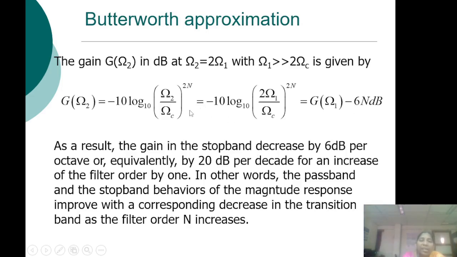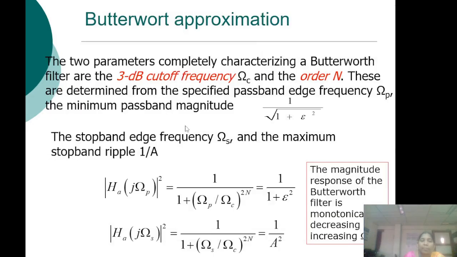So here the gain in the stop band decreased by 6 dB per octave, whereas in the pass band it is increased by 3 dB as we have seen in the last expression. So here the pass band and stop band behaviors of the magnitude response improve with decreasing transition band as well as with the filter order n increasing.